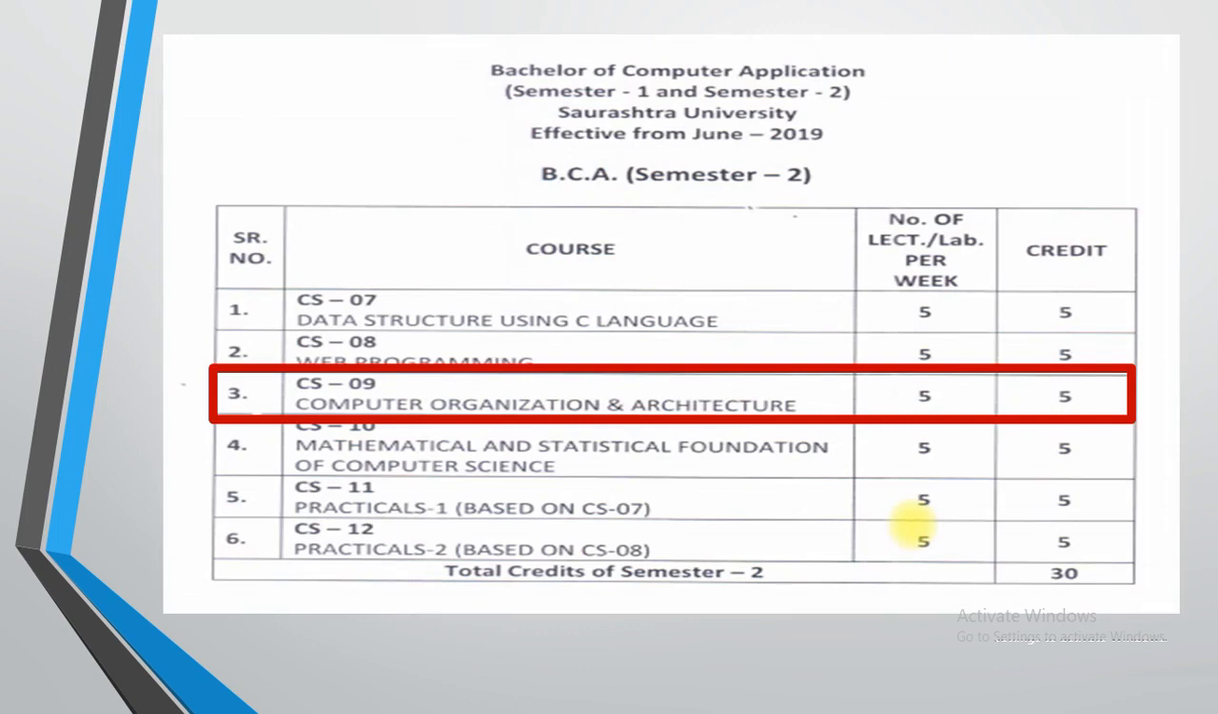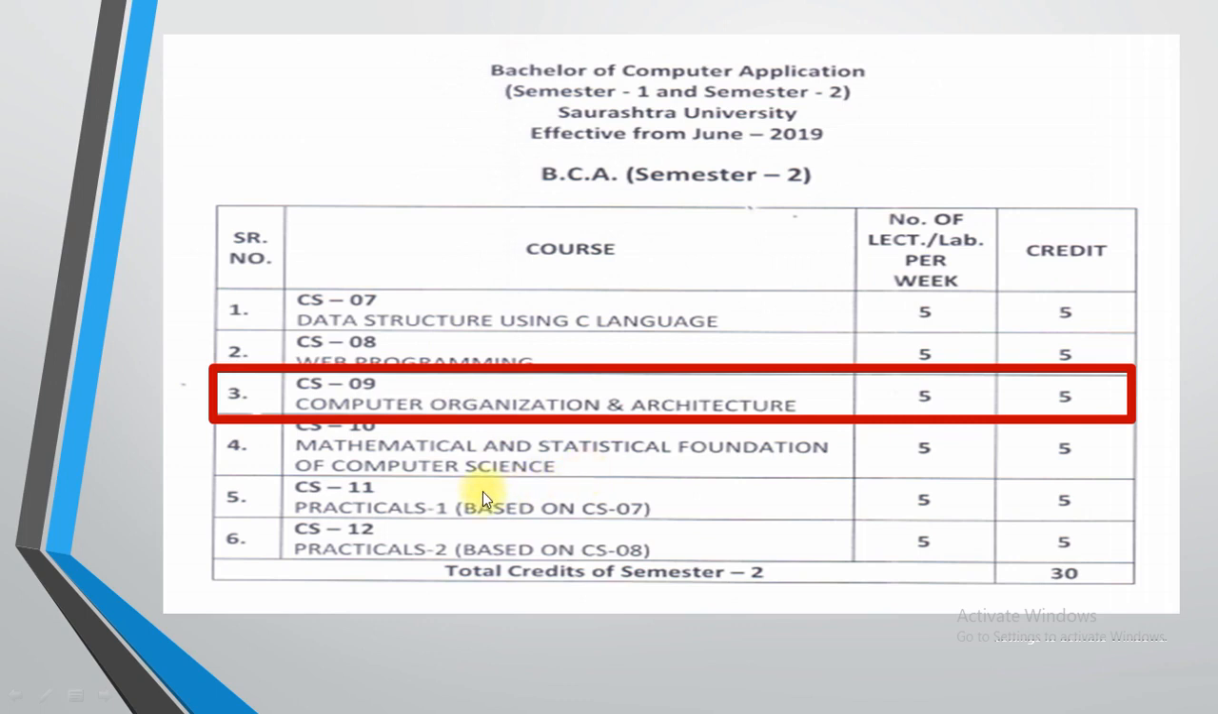In this semester, you are dealing with 4 subjects. The first subject is CS07, that is data structure using C language. The second subject is CS08, web programming. The third subject is CS09, that is COA. The full form of COA is computer organization and architecture. And the fourth subject is related with the mathematics and statistical foundation of computer science.